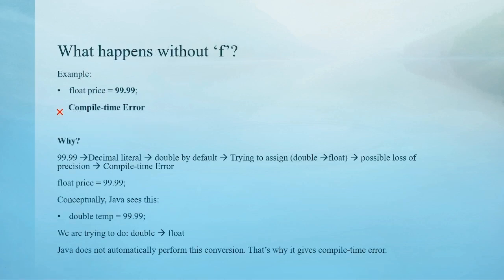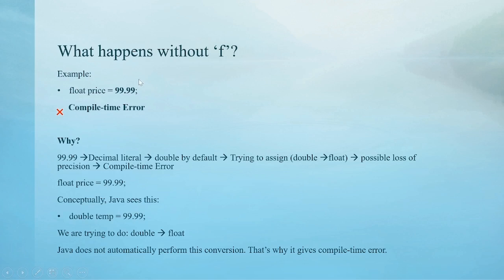What happens without f? This is one of the most important concepts. At first, the price is of type float, and the value is a decimal number. Still, it shows a compile time error. So why is there an error? The most important thing is that Java does not automatically treat every decimal number as a float. It treats decimal literals as a double by default.